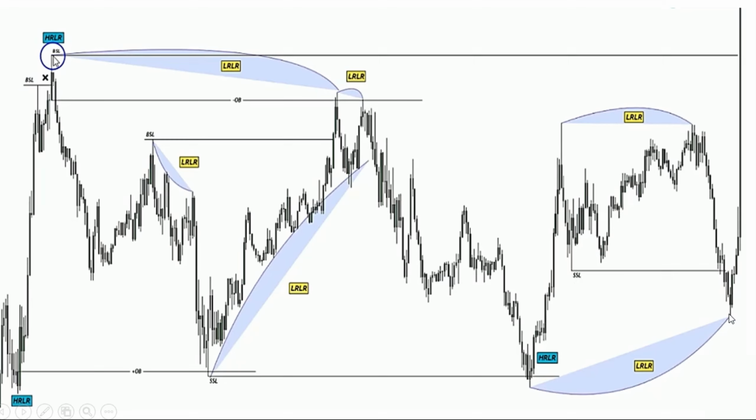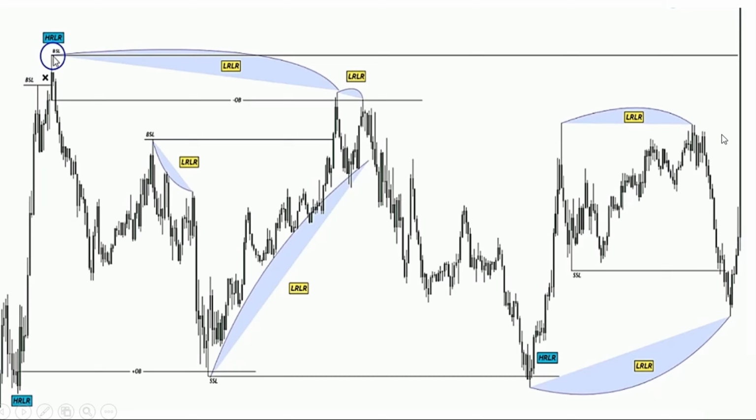Important note on inducement: an inducement only holds real value when it forms below an HRLR, or like in this case, above an LRLR. If you had a failure swing here, or if it was an LRLR itself, that inducement would just get wiped out along with that low resistance level. But because this is an HRLR, the price pulls back, builds sell-side liquidity, pushes back up to create a double top, and finally sweeps that internal liquidity before ripping upward.